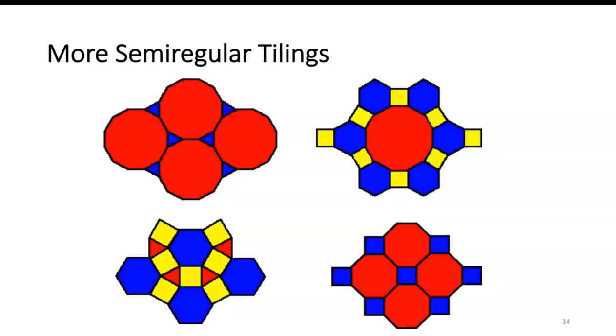And here's some more. You can name them yourself if you want. But these are also semiregular tessellations. And the idea is to take any vertex and go around it, and figure out the number of sides for each of those shapes that you go around and try to write them in the smallest possible order.